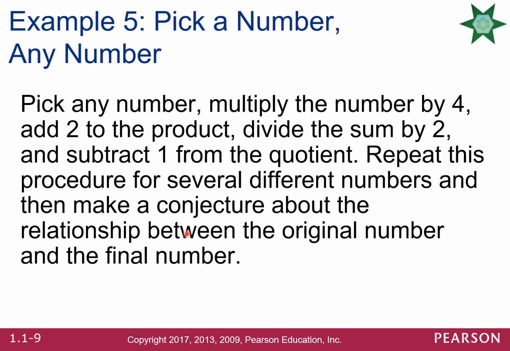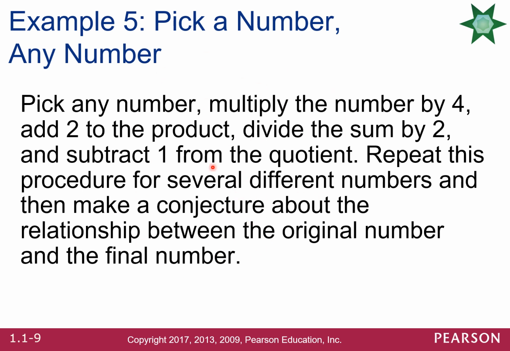Correct? So this is an example of that, and we are going to go through that process and see how we can arrive at conclusions based on specific cases of the same exercise. Here it says pick any number, multiply the number by 4, add 2 to the product, divide the sum by 2, and subtract 1 from the quotient. Repeat this procedure for several different numbers and then make a conjecture about the relationship between the original number and the final number. So we will go through the steps.